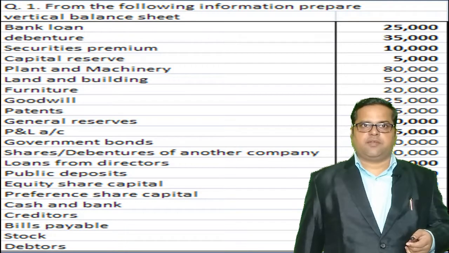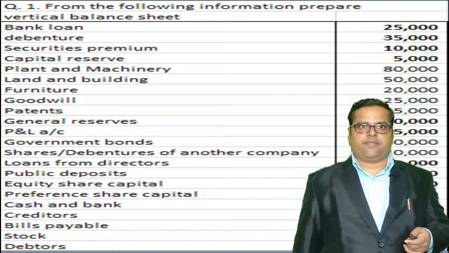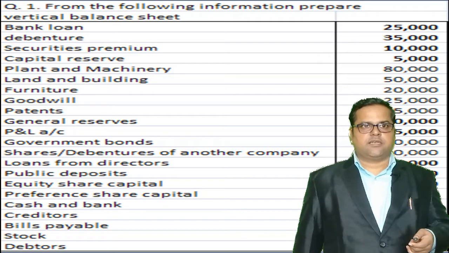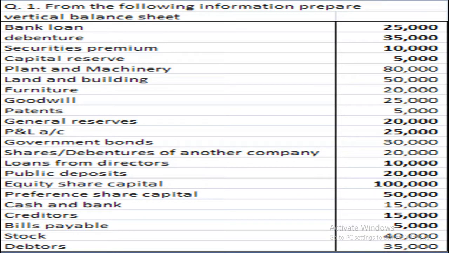Plant and machinery, tangible fixed assets, so TFA. Land, furniture, same way, TFA. Goodwill and patents are intangible fixed assets, so IFA. General reserve and P&L, R and S, that is reserves and surpluses. Government bonds, it's an investment, so just write I. Again, shares and debentures of another company, again write I. Loans from directors and public deposits are unsecured loans, so write UL against these two.